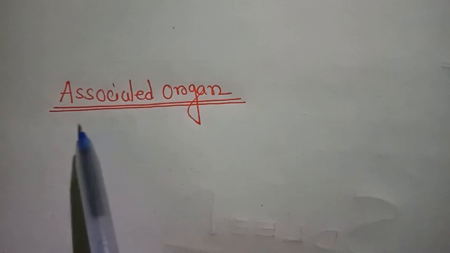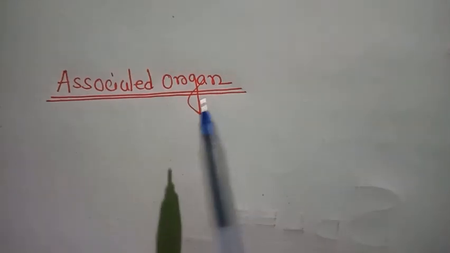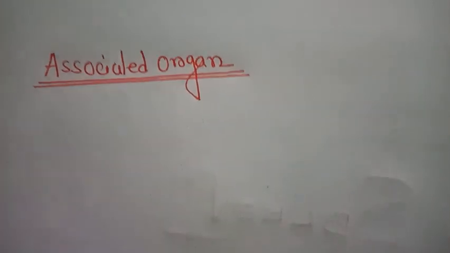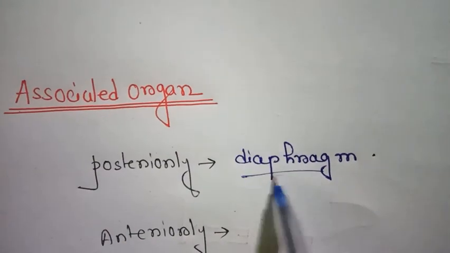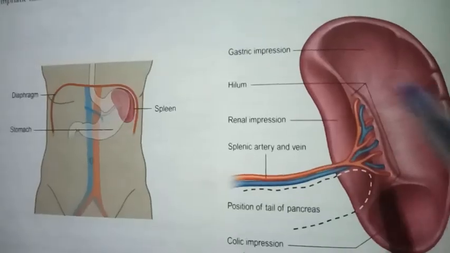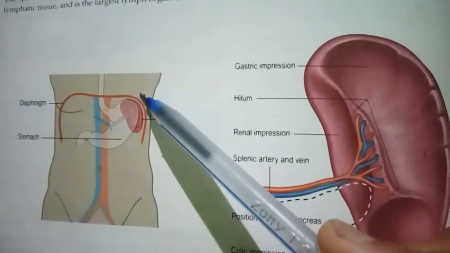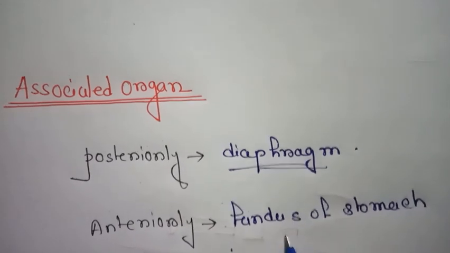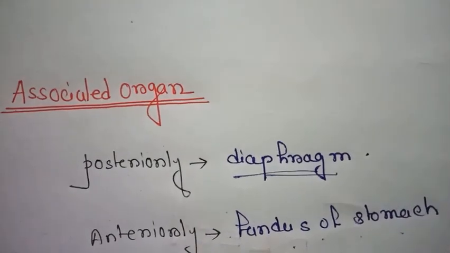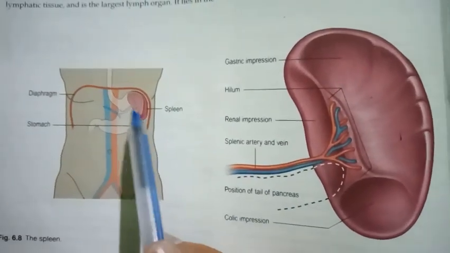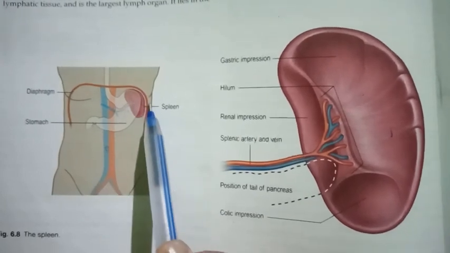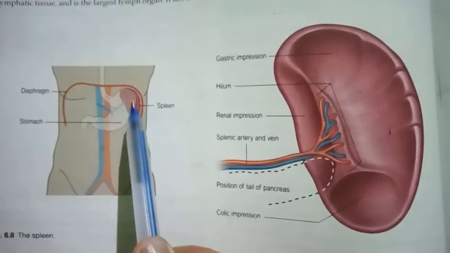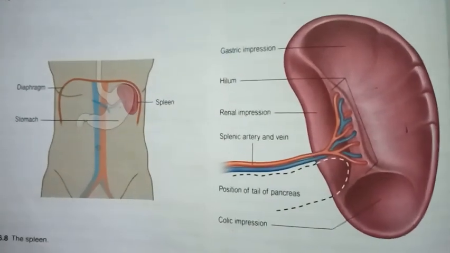Next I discuss the associated organs, that means which organs are present surrounding the spleen. Posteriorly the diaphragm is present. Anteriorly the fundus of the stomach is present. This is the stomach and this is the part of the fundus, and this is the spleen. So anteriorly the fundus of the stomach is present.